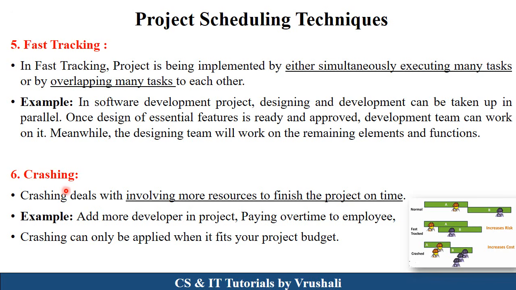Now the next one is crashing. Crashing means more than one resource is used in a project for completing it on schedule, within a deadline. For example, see here in this diagram. This is the design phase and this is the development phase. So more than one employee is required for completing a particular phase. So add more developers to the project, or pay overtime to employees. This is only possible when it fits your project budget. So this is called crashing. Add more resources for completing your project within a deadline.